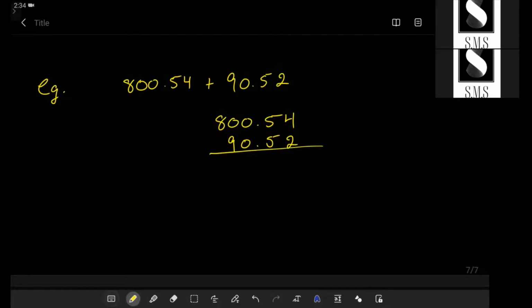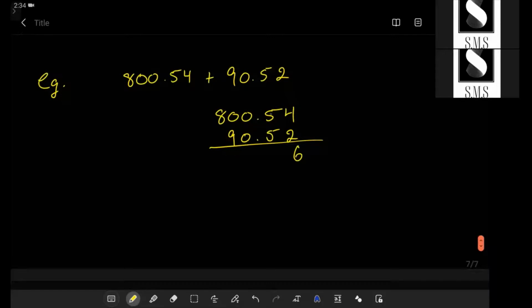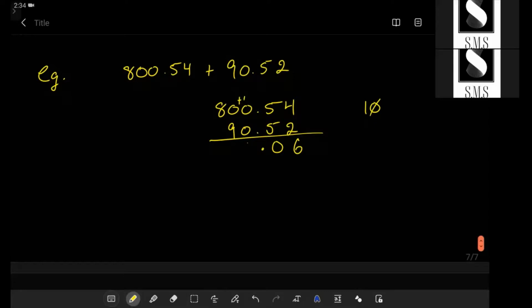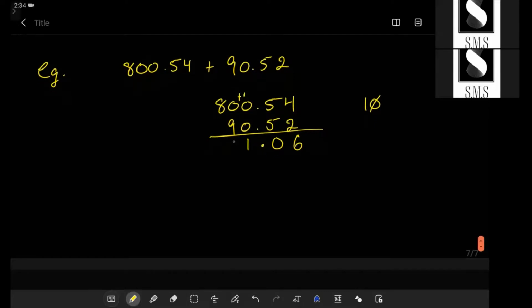And we sum. So 4 plus 2 is 6. 5 plus 5 is 10. So we add it like that. So we have plus 1. So 1 plus 0 is 1. 9 plus 0 is 9. And 8 plus 0 is 8. So this is the first example.